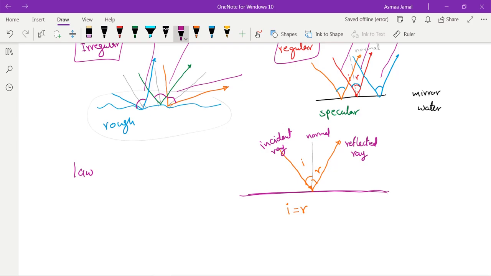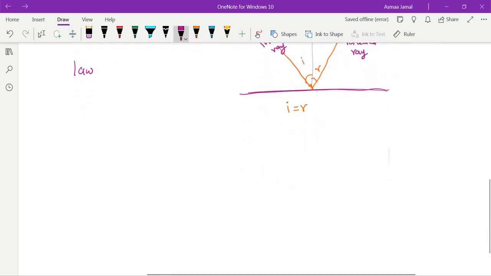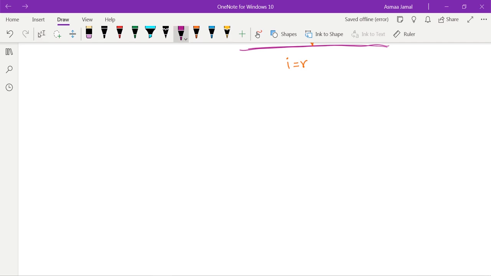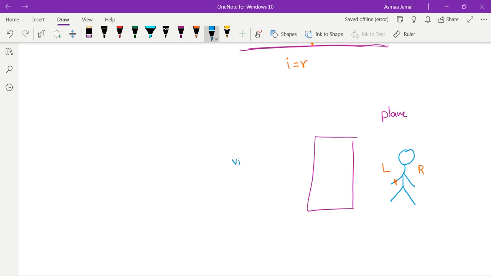Back to our polished glass or the mirror. If we have a plain mirror, which means a flat mirror, and you take a look at your face, this is your right side and this is your left side. Let's put a watch here perhaps so you can differentiate between the directions. The plain mirror always forms a virtual image.